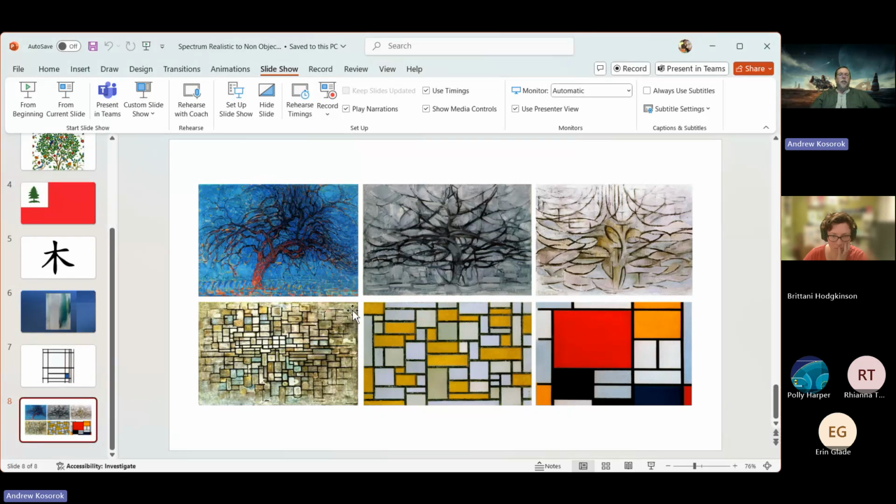These 6 paintings are all done by the same artist, Piet Mondrian. This is at the early stage of his career, and this is later on. And the thing that I want you to look at is the progression of abstraction. And I will tell you, these are all 6 paintings of the same tree. And look at what's happening here.